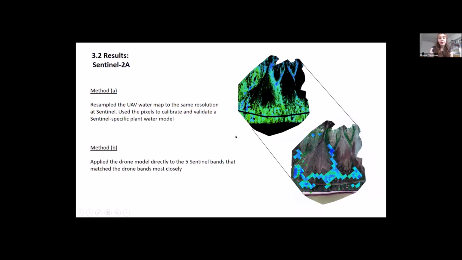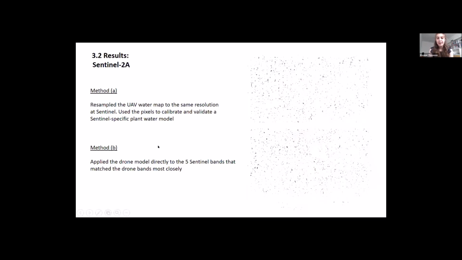And then secondly, we just applied our drone model directly to the 5 Sentinel bands that match the drone bands most closely. So in method A, we're accounting for the fact that maybe Sentinel has a different quality of imagery compared to our drone imagery. Maybe it's a bit darker, you've got a bit more atmosphere in the way. So we're accounting for those differences. Whereas with method B, we're literally just taking our drone model, which has been calibrated on drone imagery, and just applying it to Sentinel data. And here are the results.